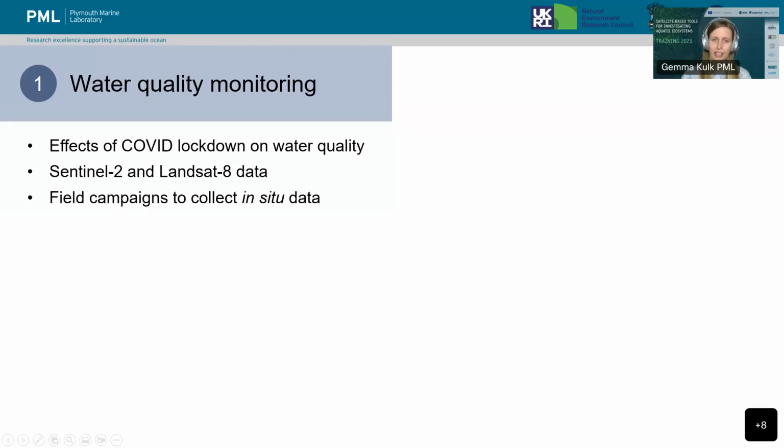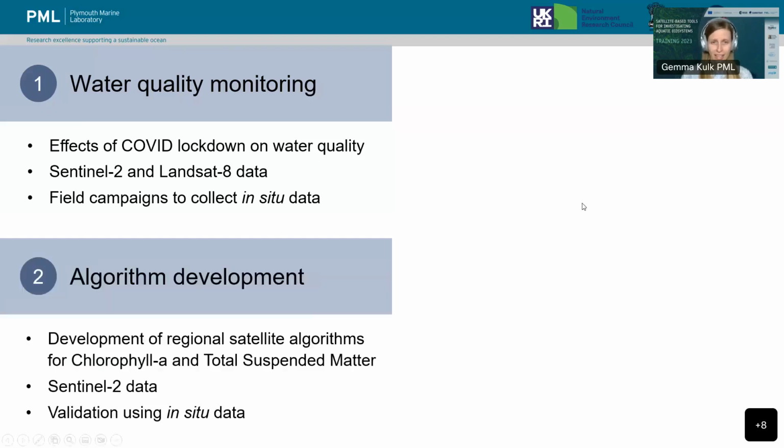So the first case study is focused on water quality monitoring and was part of a project funded by the UK Natural Environmental Research Council and the Department of Science and Technology of the Government of India. And this project was called Revival. And in this case study, we looked at the effects of the COVID-19 lockdown on water quality in Lake Vembanad using a combination of Sentinel-2 and Landsat 8 data and in situ data that was collected as part of field campaigns.